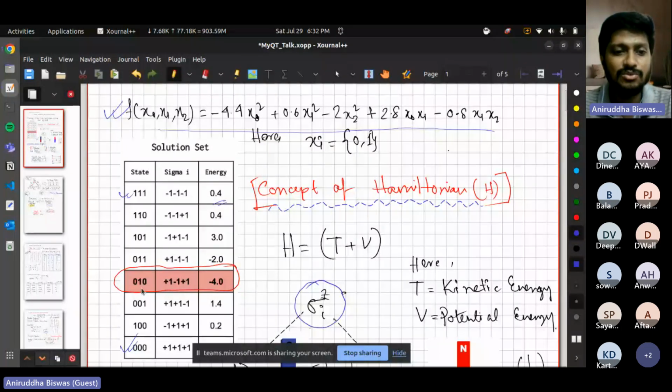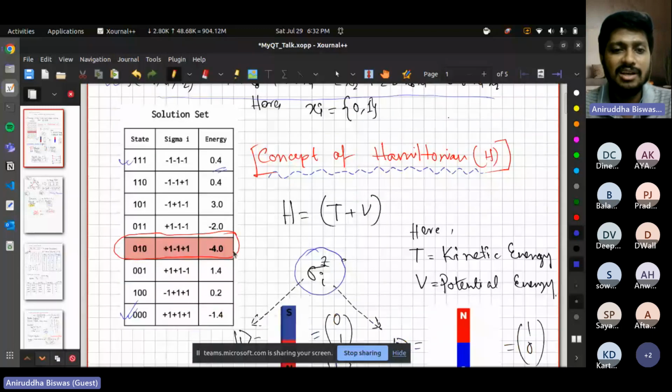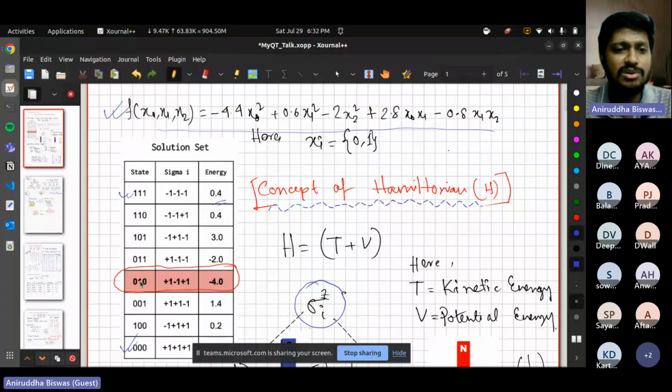And we can easily see that 010 is the best bit string, because for that we are getting -4 as the answer. And -4 is the minimum of all of the values available in this table for all the 8 combinations. That's why 010 is the best combination that we have here. Hope that is clear to whoever is attending this talk.